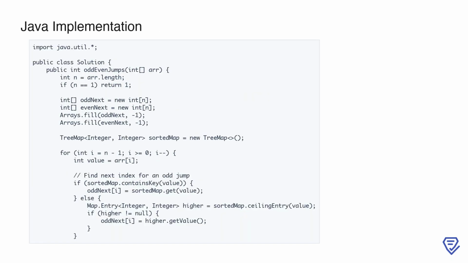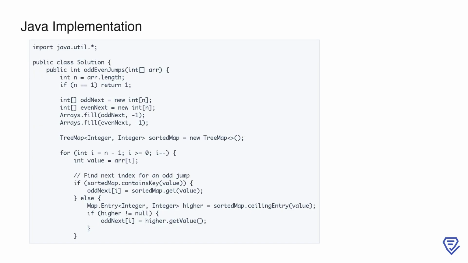Here, we start by importing the necessary libraries and defining the solution class. The main focus is the odd-even_jumps method, which takes an integer array as input. First, we calculate the length of the array and handle the base case where the array contains only one element. In such a case, the result is simply 1 since you are already at the end of the array.